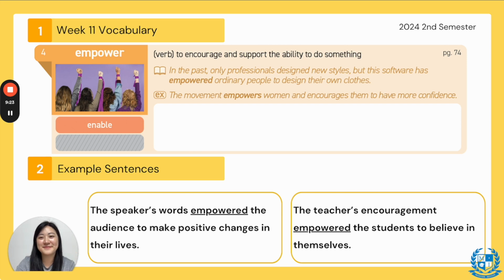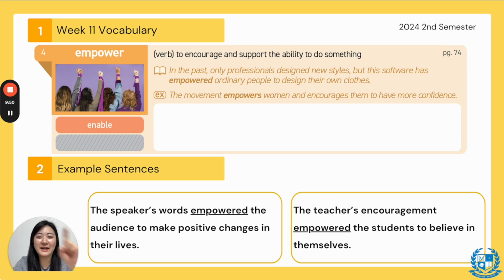Go. In our TED Talks, it says, in the past, only professionals designed new styles. But this software has empowered ordinary people to design their own clothes. So now because of this 3D printer, they can print their own clothing. It's not just professional designers from the past. Anyone can do it. You're empowered. Woohoo!